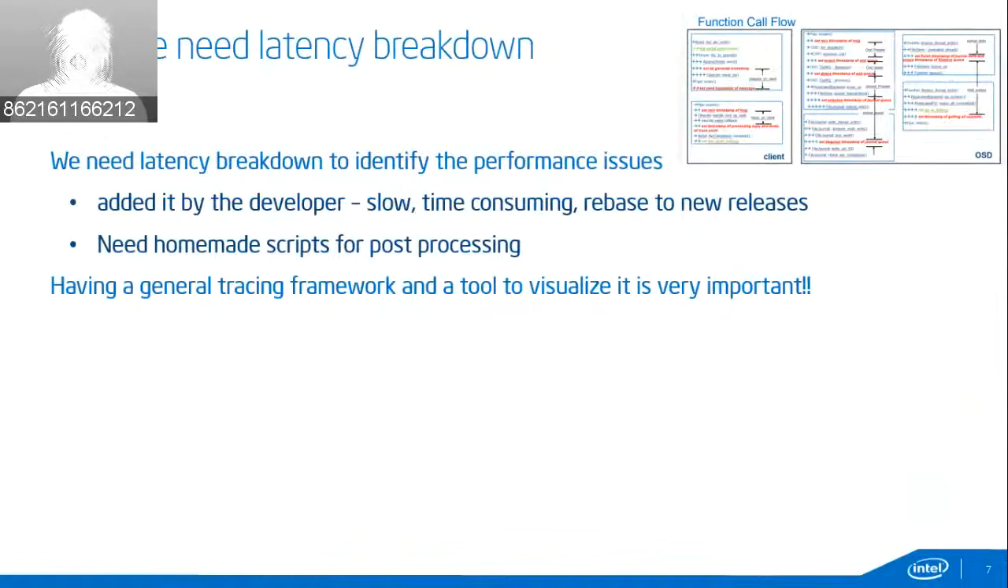Okay. I will now talk about the latency breakdown. In the current Ceph code, when we do latency breakdown, it is slow and time consuming because the trace points in the Ceph code have no semantics, and also we need a homemade script to do the post processing, especially when some trace points are at the OSD level and some are at the file store level. They have different identifiers. So this is why we want to build a general tracing framework to make it more general and able to visualize it.